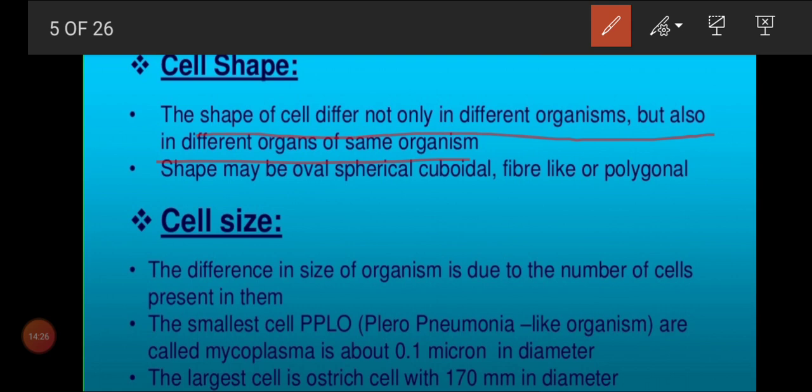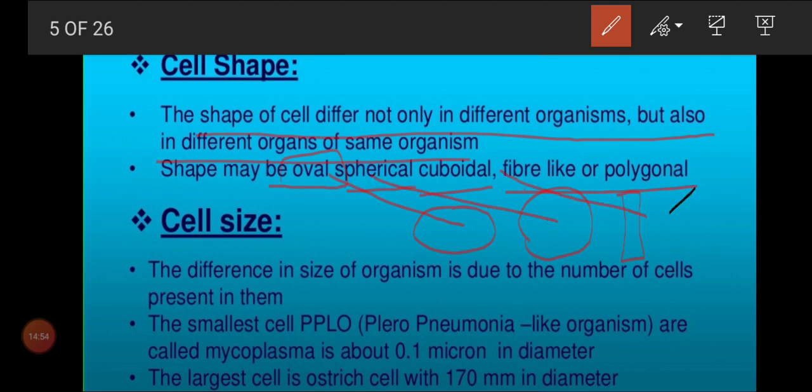So what could be the shape? The shape may be oval, spherical, cuboidal, fiber-like or polygonal. For example, a cell might be oval, or spherical, or a small fiber-like structure. So these are the different shapes of the cell. This one we can call oval, this is spherical and this is fiber.